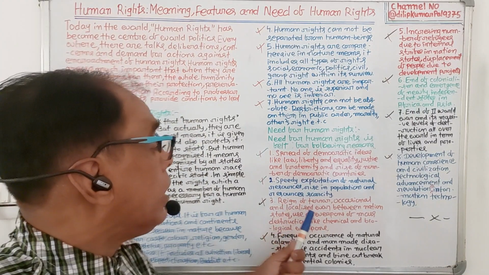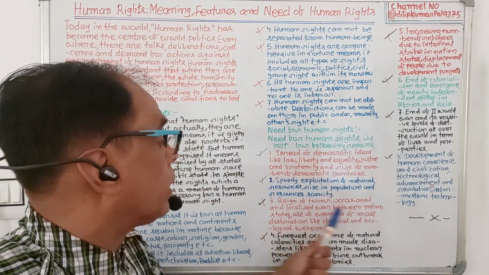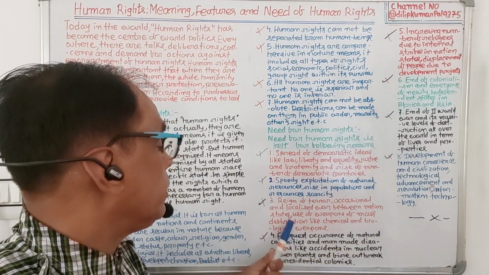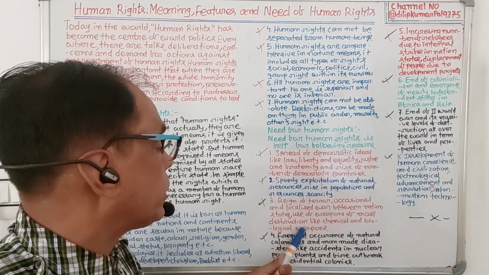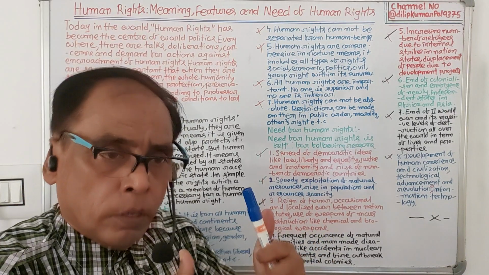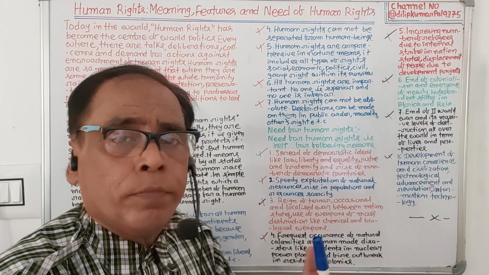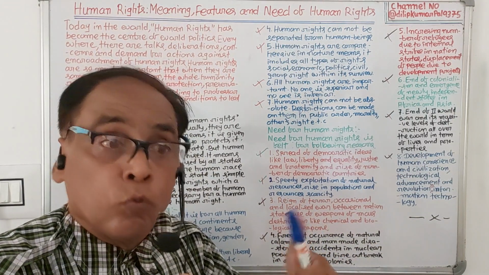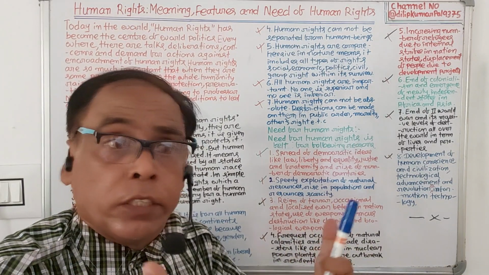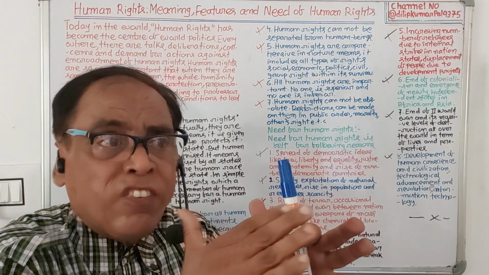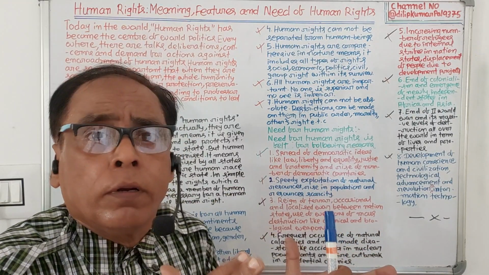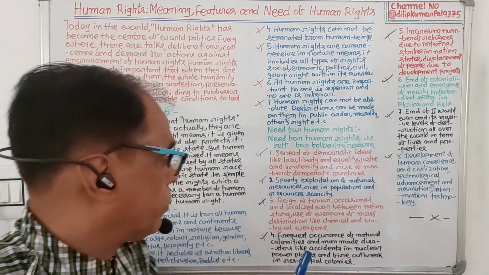Number three, reign of terror, occasional and localized war between nation states, use of weapons of mass destruction like chemical and biological weapons. From time to time different types of wars took place, weapons of mass destruction were used. At the time, the lives of people were in danger. So at the time, to protect people, the need of human rights was felt.